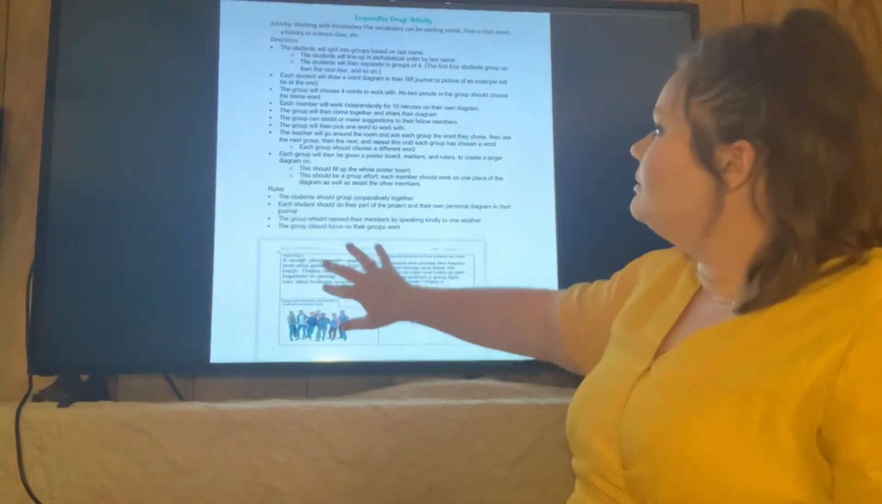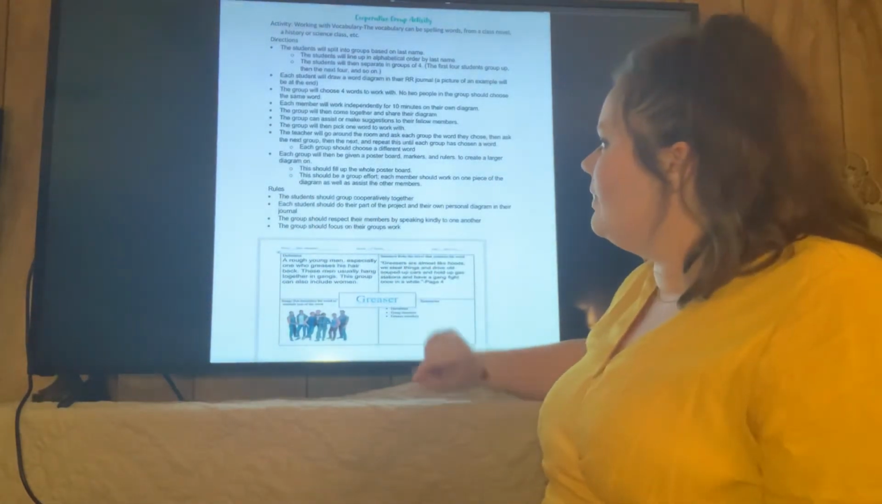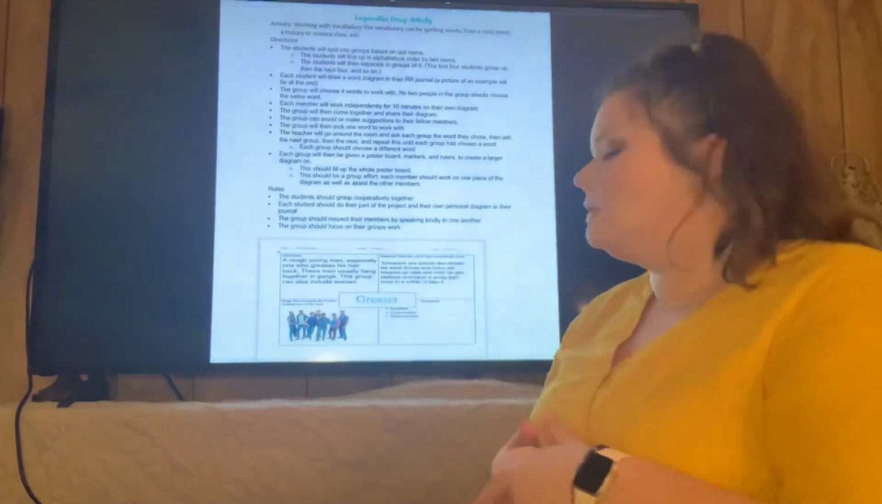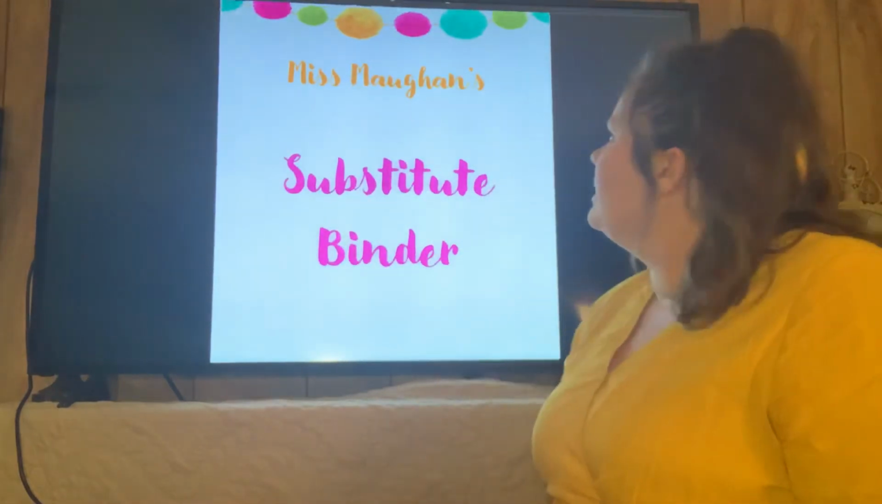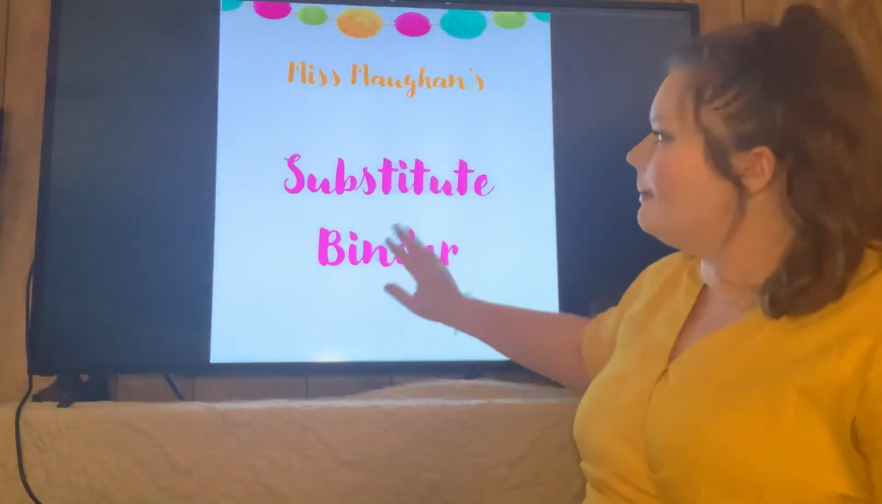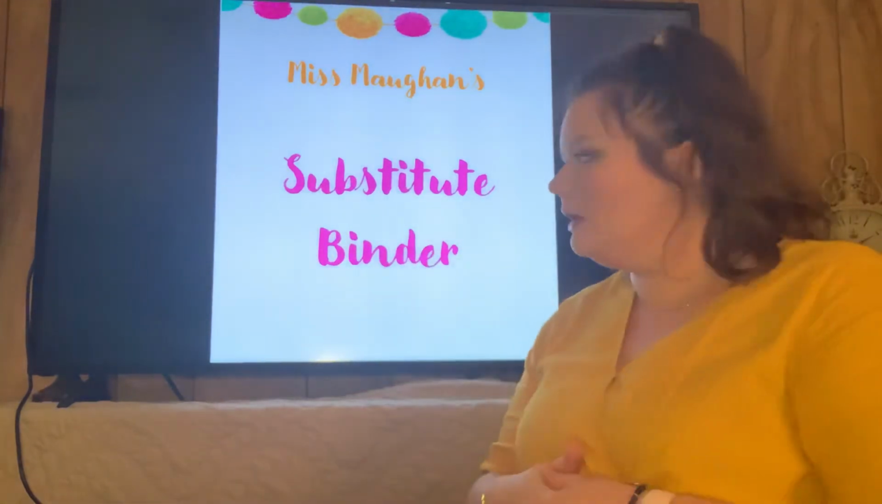And so here I would just have them get into groups. They would create a Frayer model, and then as a group they would create a big poster for us to use in the classroom. And then this section is all about my substitute binder. So this section has a lot of different components to it, and we'll go through each one.